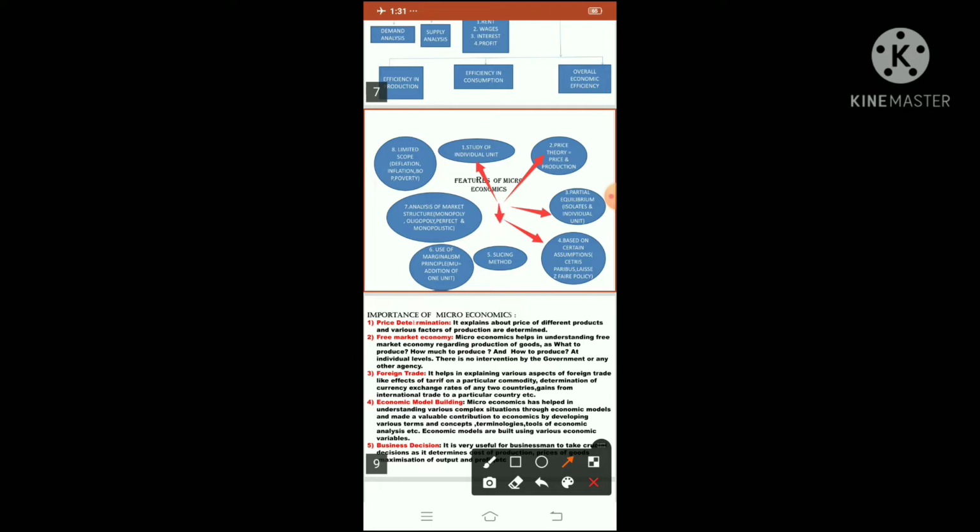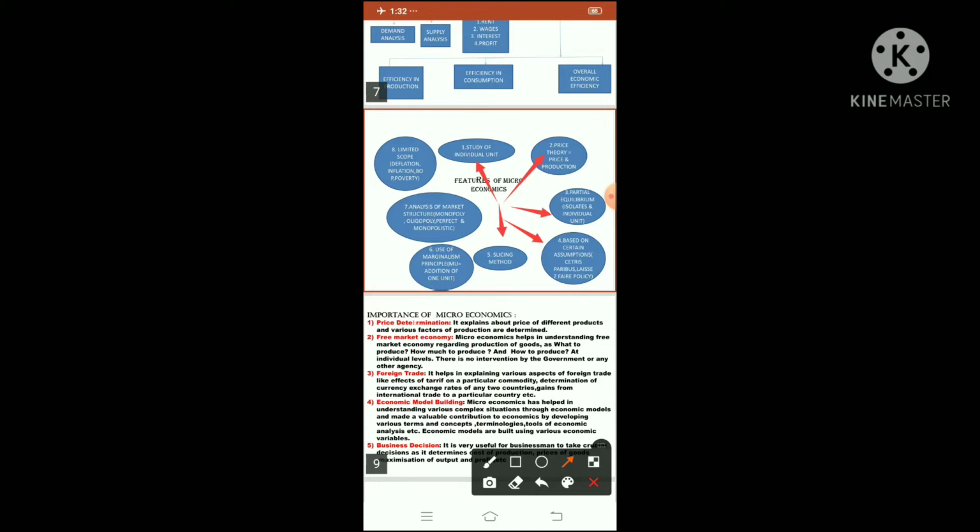Then come to the fifth point in the features of microeconomics, children, that is the slicing method. What does slicing mean? Say, for example, your birthday party is there, and cakes are there. Will you eat the whole cake? No. What you do is cut the cake, make slices of it, and distribute among the people. So here also in microeconomics, slicing method means dividing that particular product and studying it in a minute way, slicing the economy into small units and then studying each unit.